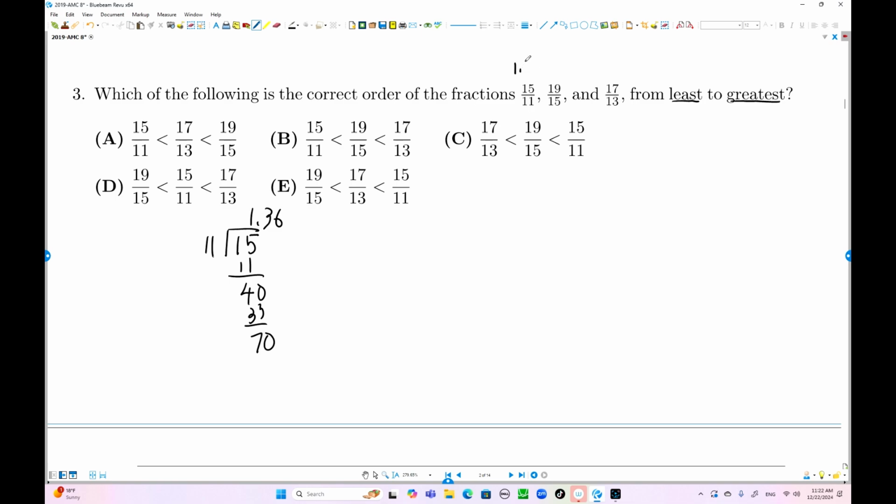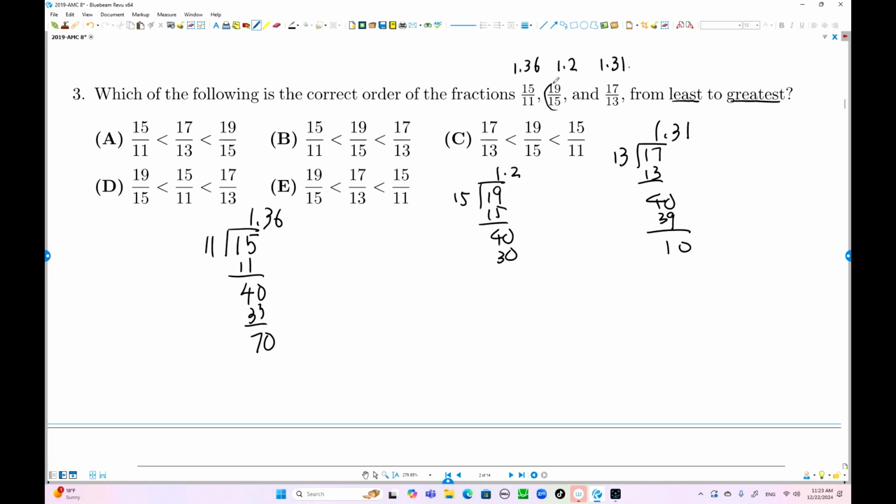This is 1.36. The other one is what? 15 over 40, so 0.2, right? This is around 0.2. This is just 17 over 13, maybe around 1.31. Okay, so which was the least one? This is the least one, 0.2. Second one is 17 over 13. This is the largest one, okay? That option is the answer.